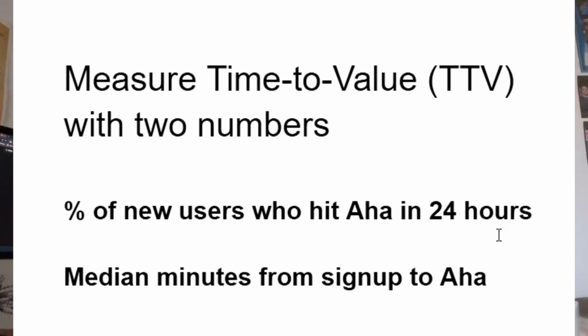So in the entire 24 hours, you just simply have to have the percentage of new users who hit the AHA and the median minutes from sign up to AHA. So say one user takes 5 minutes, the other one takes 10 minutes, the other one takes 5 minutes again. So we basically have 3 users and the total time is 20. So that is what, something around 6 minutes, let's assume, if we round it up. So 6 to 7 minutes. So that is the median minutes from sign up to AHA.